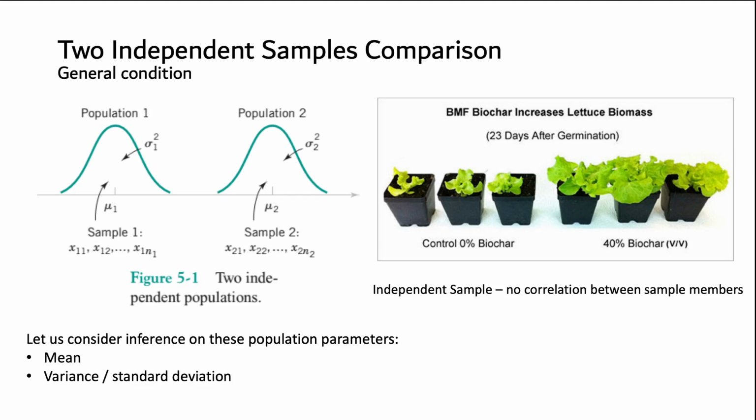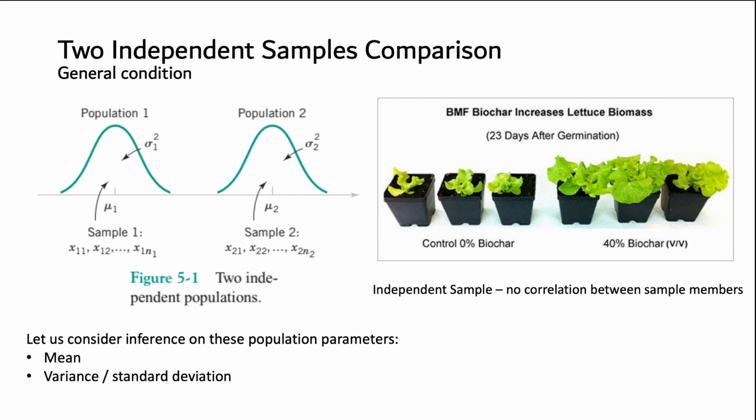x11, x12 until x1n1 is a random sample of n1 observations from population 1. And x21, x22 until x2n2 is a random sample of n2 observations from population 2. For two independent samples, we can consider the inference on the population parameters such as mean and variance or standard deviation.